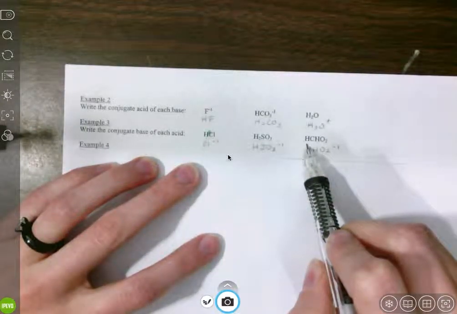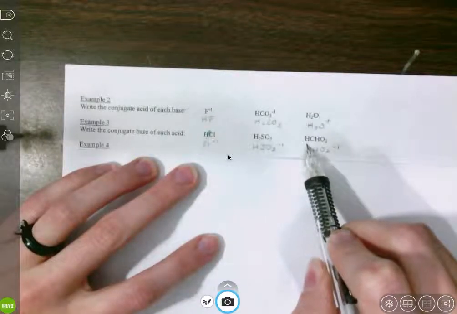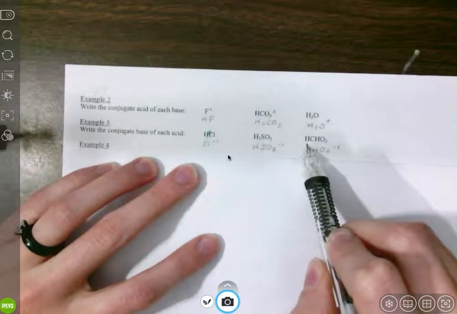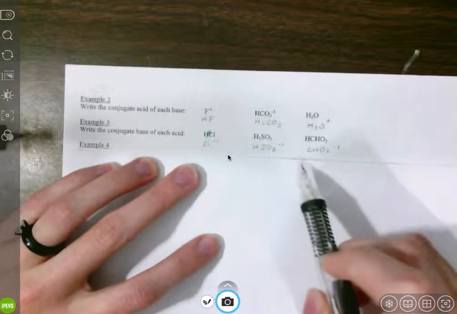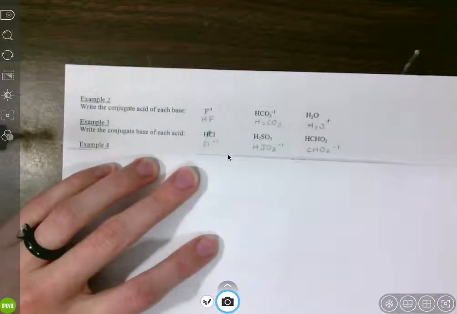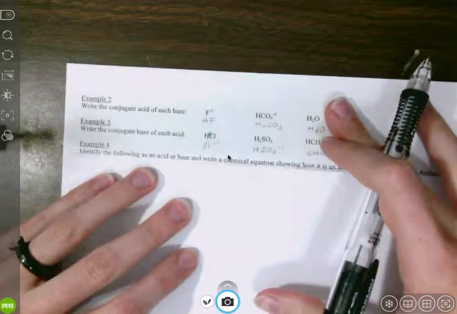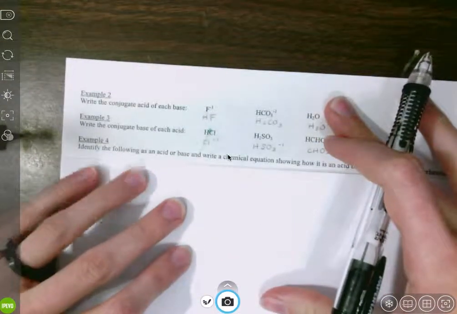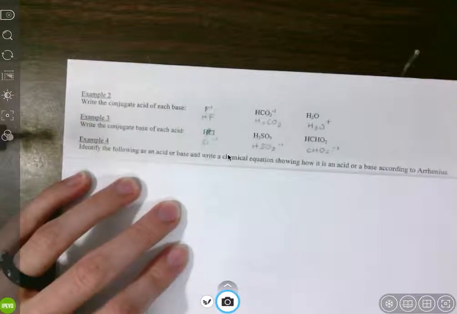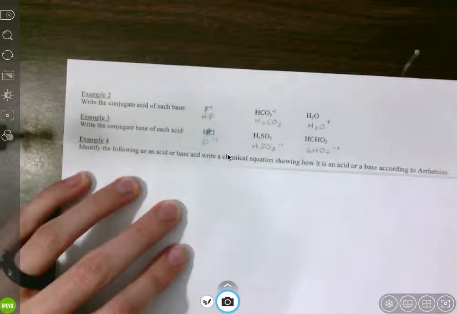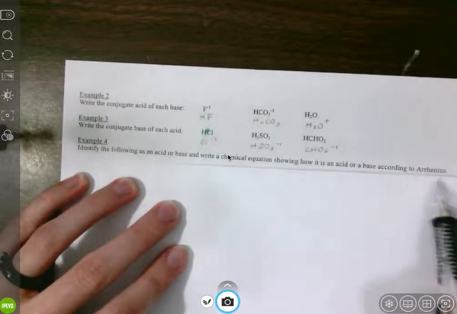The only one that's going to be taken away is this guy here, the first hydrogen, not the one that's in the middle. For our acids, we're going to be taking away that first hydrogen. Okay. Example number 4. Identify the following as an acid or base and write a chemical equation showing how it is an acid or how it is a base according to Arrhenius.